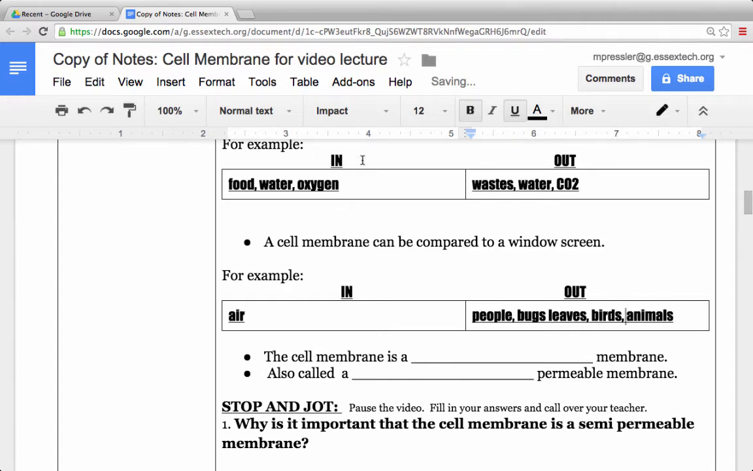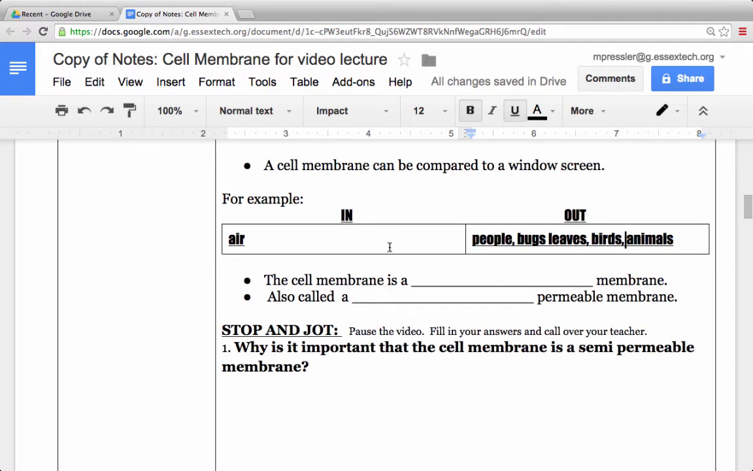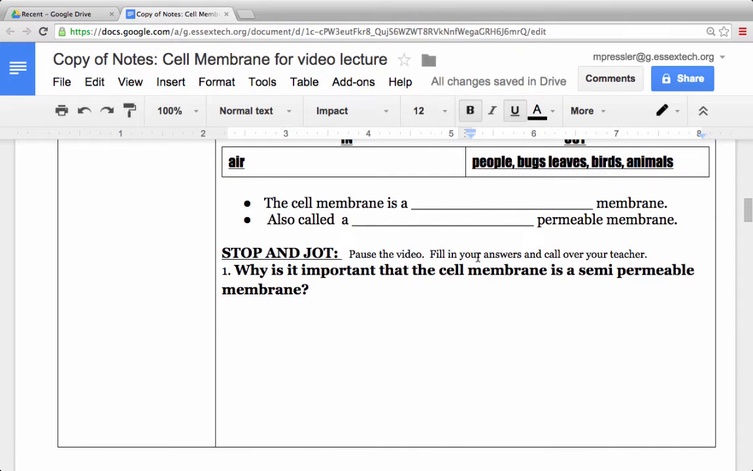So just like our cell membrane wants things in, it also doesn't want certain things out, and it needs things to go out. So on our window screen, we want air in, and we want to keep other things out. That's why the cell membrane is a semi-permeable membrane. We can also call it a selectively permeable membrane.